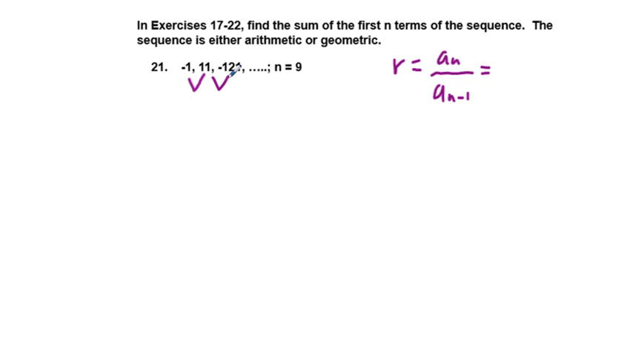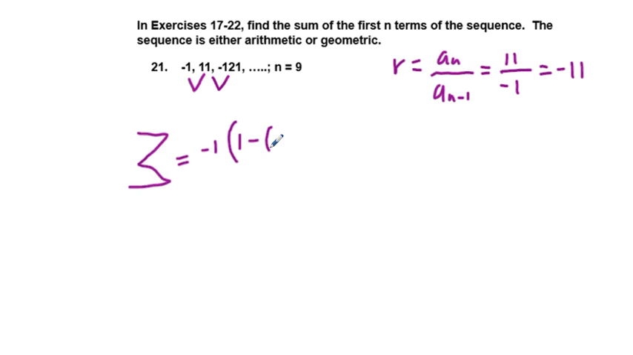You see how these steps are the same? We're going to take 11, which is our a sub n, divided by negative 1, so we're going to get negative 11. So that's going to be r, and now our sigma is going to be equal to our initial value, which is negative 1, times quantity 1 minus negative 11 to the power of 9, which is n, divided by 1 minus negative 11. That's going to end up being 1 plus 11 in the denominator, but that really should be it. Let's go ahead and get to our calculator.